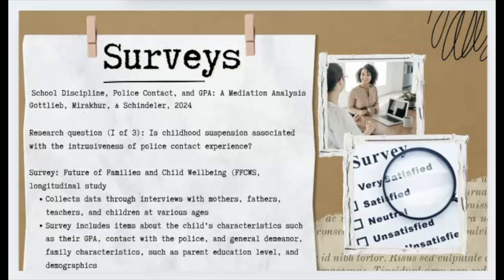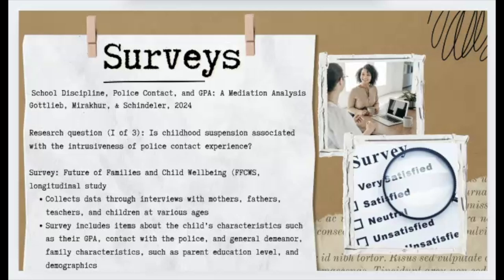But more importantly, we are going to look at how surveys can be embedded in lots of different types of research designs. It can be helpful for us to see how different authors or different researchers have used survey research to answer their research questions. So we're going to look at the first article, which was School Discipline, Police Contact, and GPA, a Mediation Analysis. I just pulled out one of the research questions, which is: is childhood suspension associated with the intrusiveness of police contact experience? The survey used for this study was the Future of Families and Child Well-Being study, and it was a longitudinal study.